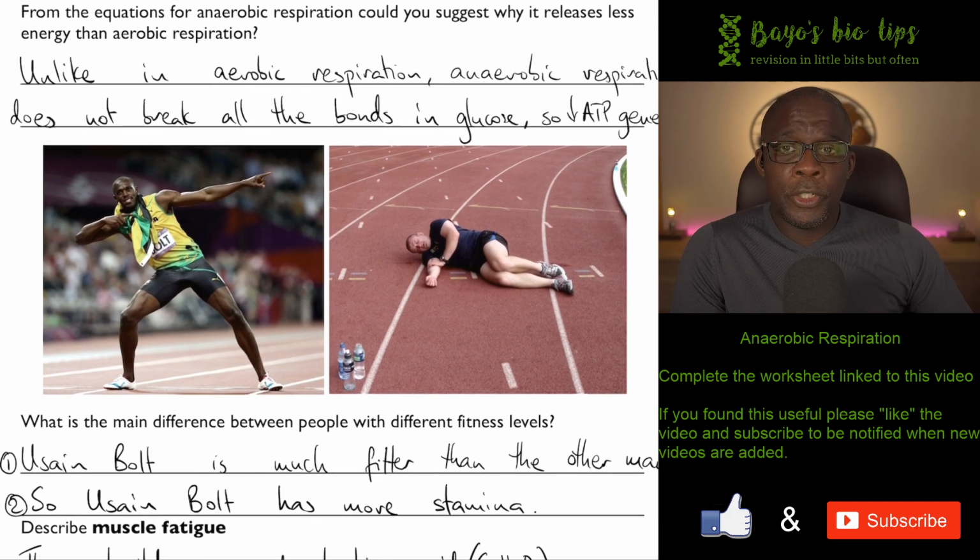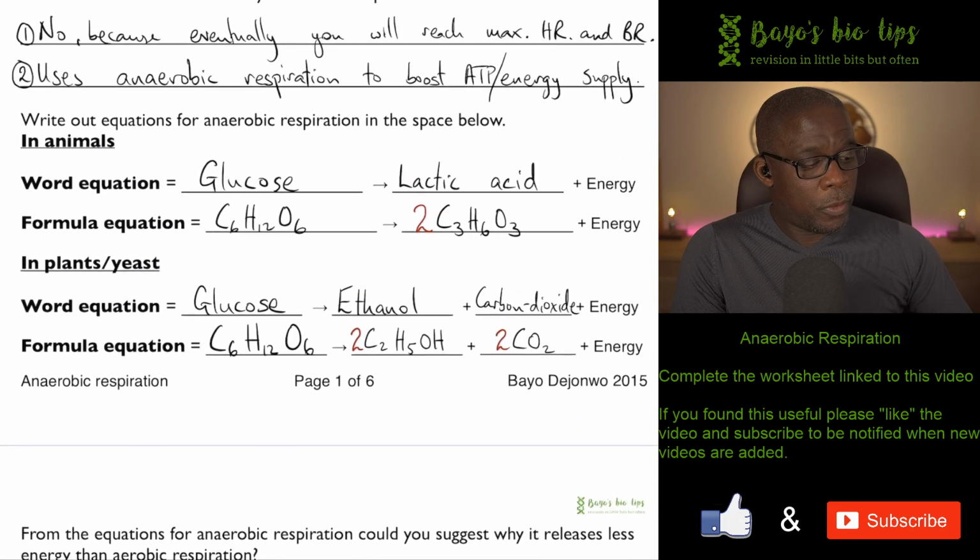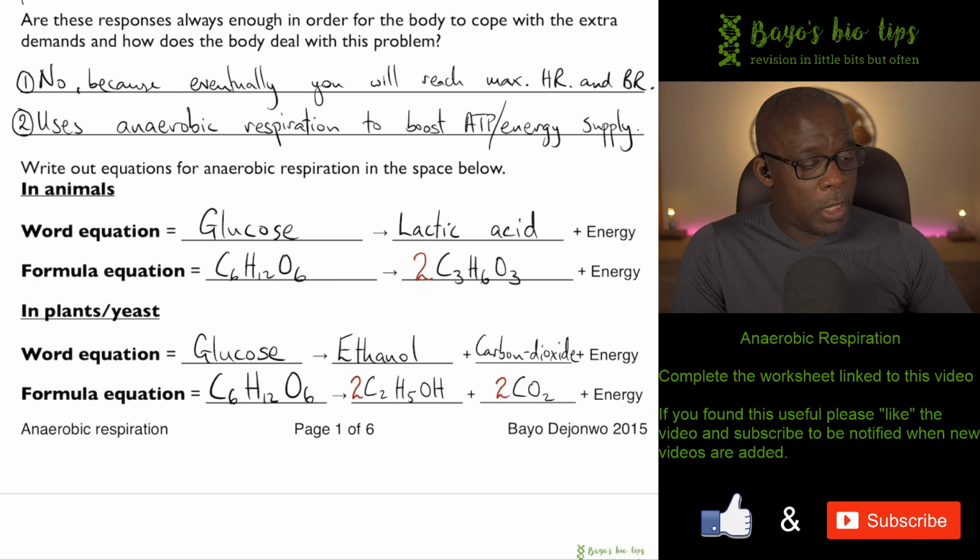So from the equations for anaerobic respiration, could you suggest why it releases less energy than aerobic respiration? And if you look at the equations, you can see that in animals, for instance, you would end up with glucose being broken down completely into carbon dioxide and water during aerobic respiration. But here, you've only broken down a small number of bonds to end up with a molecule that seems to be about half the size of glucose. And as such, you're going to release less energy because fewer bonds have been broken.